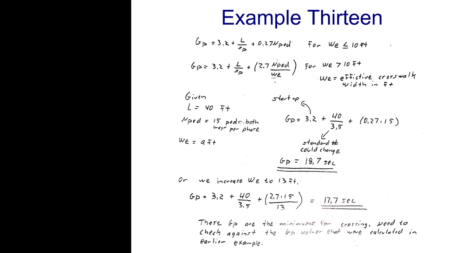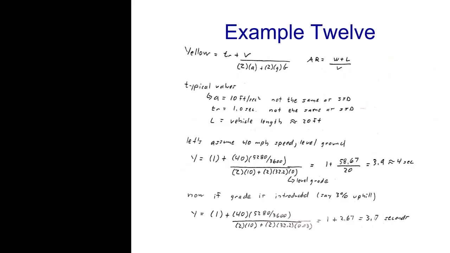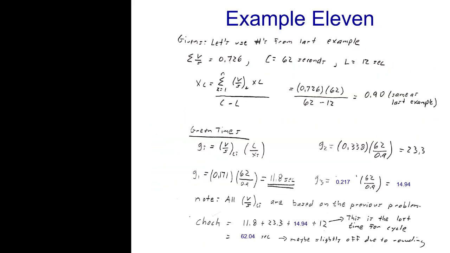In this example here, you can see in the top, L is equal to 40 feet. Number of peds is 15 peds, both ways per phase. Effective walkway is 9 feet. You can see the startup there. It's 18.7 seconds in that equation. The second one, we're going to increase the effective walkway to 13 feet. And you can see there, in that case there, it's 17.7 seconds. These greens are the minimums for crossing and need to check against the GP values that were calculated earlier. The GP values that we're talking about are these green times here.